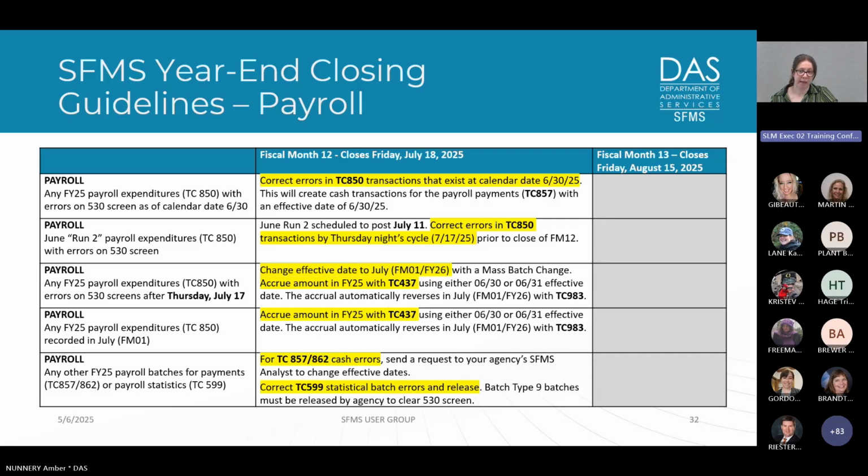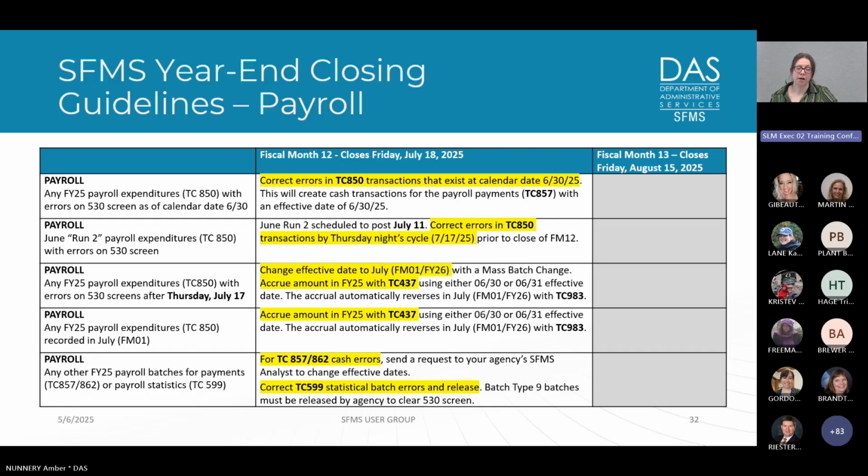We have batch type 8 and batch type 9. Batch type 8 will try to clear every night whether you've released it or not. Batch type 9, if there's an error to resolve it, you do need to release those, so they'll clear the 530 screen. There is some differences. Batch type 9 to statistic batches.